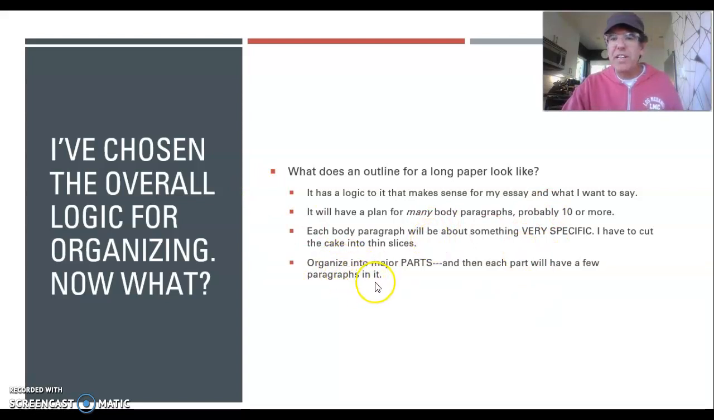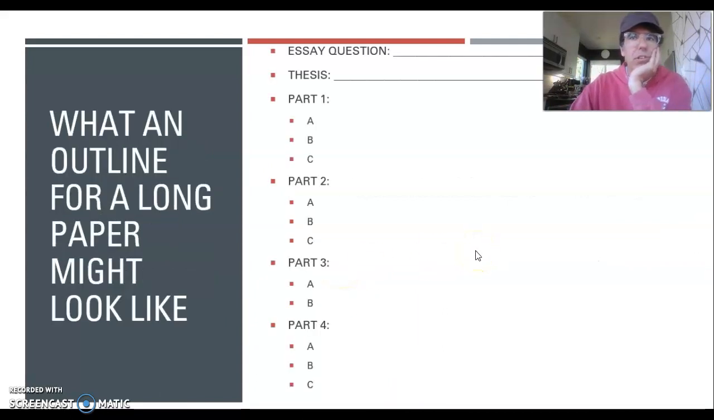Organize into major parts. Then each part will have a few paragraphs in it. So once you get to longer papers, if you have 12 body paragraphs, well, 1, 2, 3, 4, 5, 6, 7, 8, 9, that's kind of confusing. So you need major parts. So if you have 12 body paragraphs, maybe there's 3 major parts, and then there's 4 paragraphs in each one. So that's how to think about a long paper. And next, once you've done all of that, what an outline for a long paper might look like.